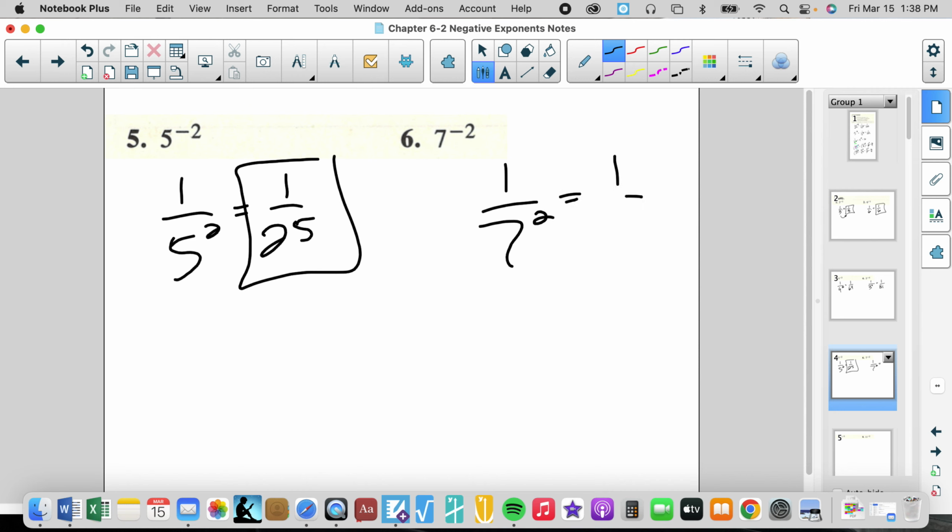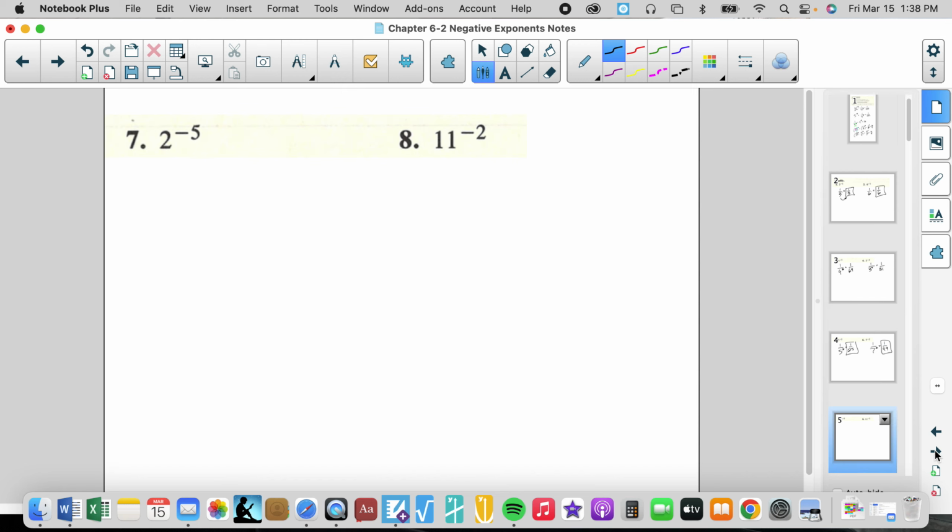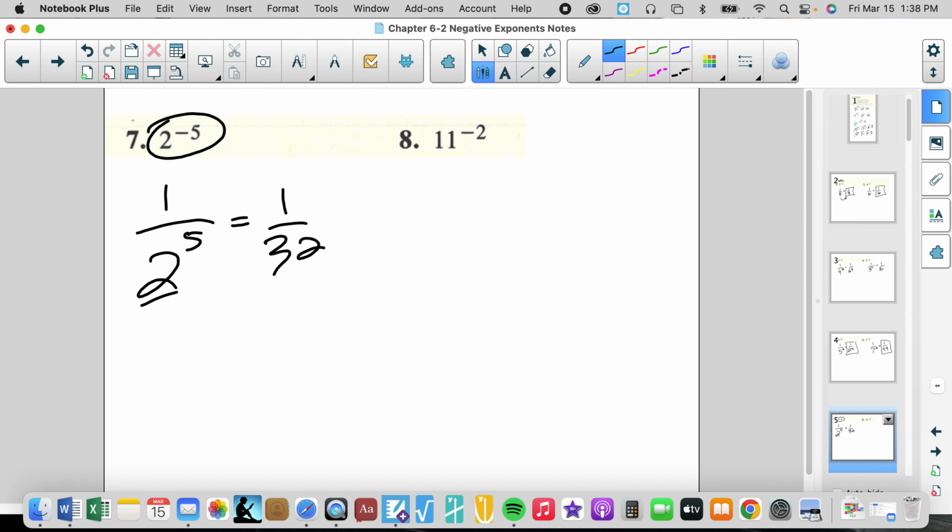1 over 7 squared, which is 1/49. We're getting rid of the negative exponent by changing its location. In the start, it's in the numerator. Now we're going to put it in the denominator, and that becomes 1 over 32. 2 times 2, 4, 8, 16, doubled is 32. Yep.